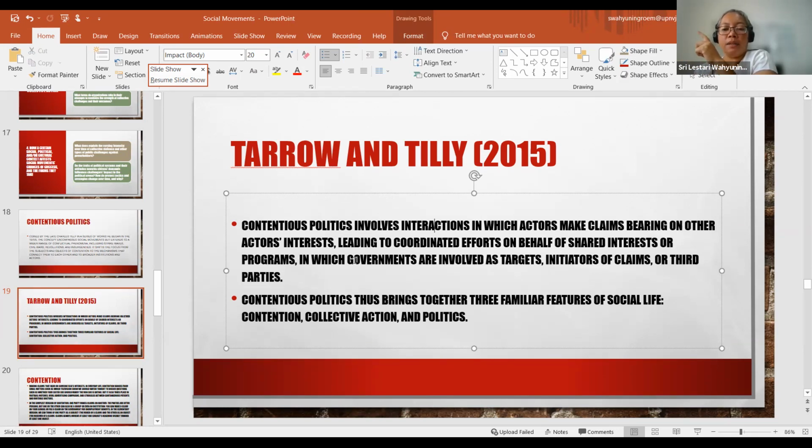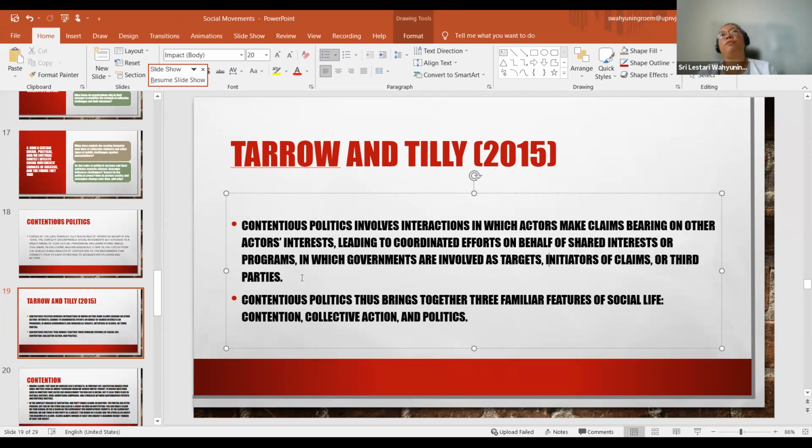But then others, you can see here, the government are involved as targets. So in a way it puts the government as a vis-a-vis, or opposed to, the interest of those who claimed it as shared interest. Initiators of claims or third parties. So the government are involved as third parties.